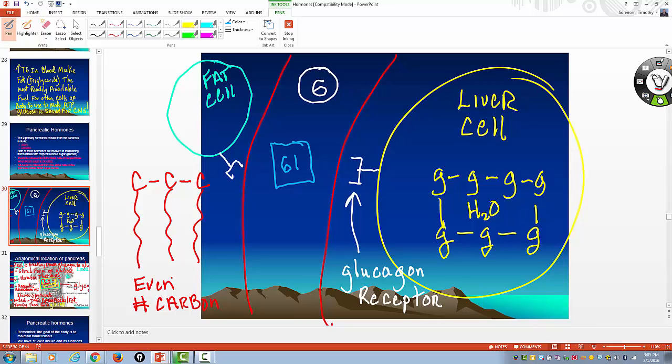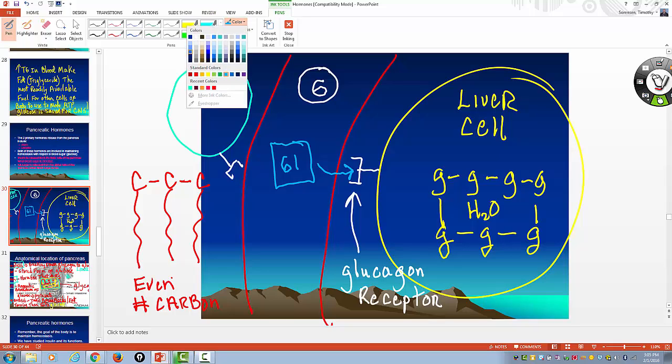Why was glucagon released? It was released because your blood sugar was low. What do you want glucagon to do? Well, you want to raise the blood sugar. So when glucagon is released, it will bind to glucagon receptors in the liver.